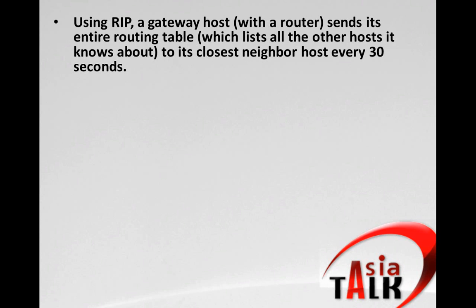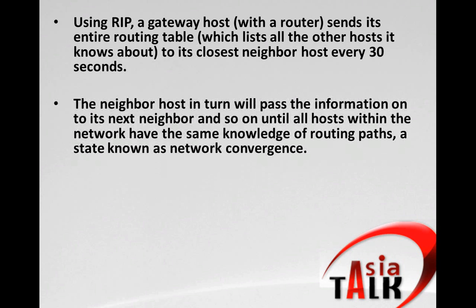That means every 30 seconds you keep sending the routing information, even if the particular router has already learned it. The neighbor host in turn will pass the information on to the next neighbor. What do I mean by that? Let's say we have three routers: router 1, router 2, router 3. Router 1 will send its routing table to router 2. Router 2 will learn and update its routing table, and will send what it learned from router 1 together with its own routing table to router 3. That is how a routing table is passed from one router to another.